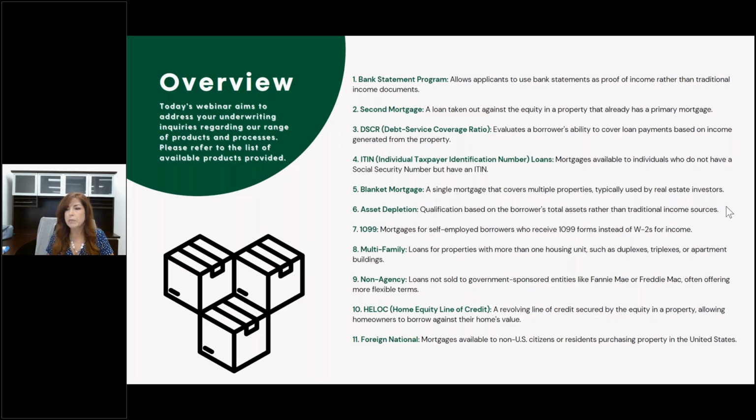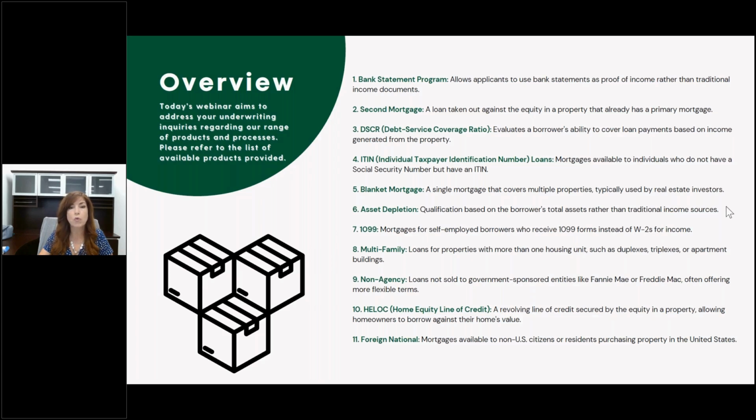Moving on, and keep those questions coming. Asset depletion. Oh, do we have any questions on blanket mortgages? A lot of people don't know about those, have never done them and think that they're complicated. They're basically a DSCR loan, and you're doing one loan with multiple properties. So you're still getting all the appraisals. You're still getting a prelim with all the properties on it. So you're doing all the same things as a regular DSCR loan.